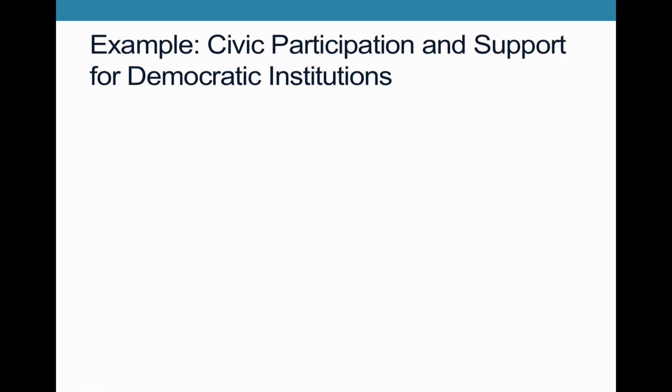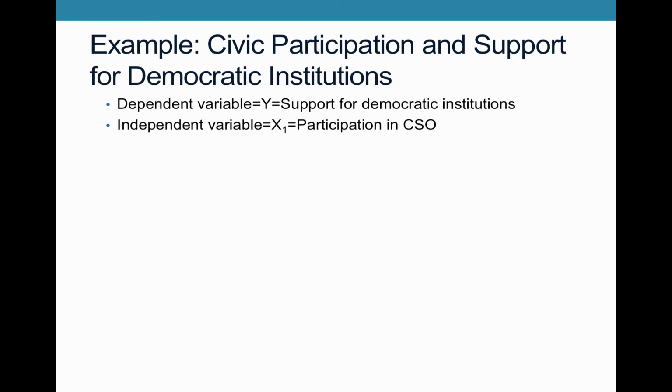So what does this mean for our example of civic participation and support for democratic institutions? Here, the dependent variable y is support for democratic institutions. The independent variable, which we are calling x1, is participation in a civil society organization. I have that labeled as CSO. And then they look at a series of different confounds.